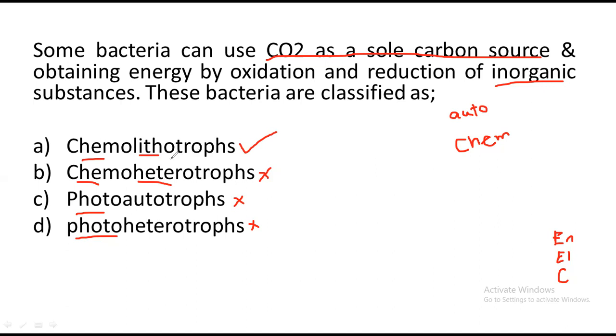If there is nothing, just troph, you can easily say that these are autotrophs, because here the other choice is heterotrophs, so then there would be confusion. So chemolithotroph is the correct answer. If here it were chemolithoautotroph, then it would be much easier for us. Okay, so this is our correct answer. You will use this trick to solve this type of MCQ.